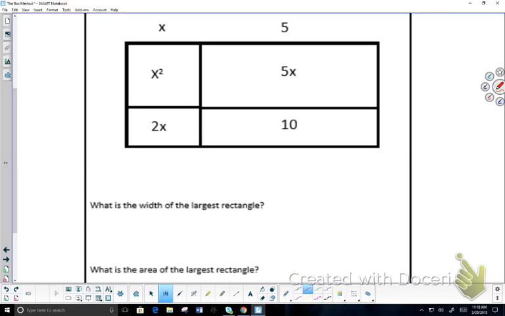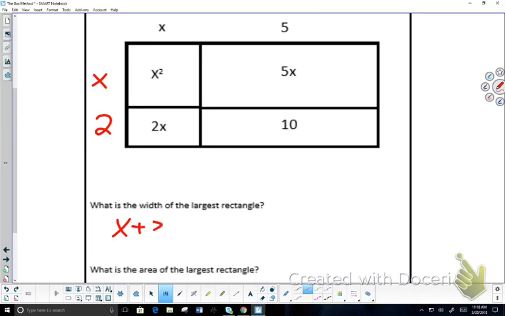Okay, let's see, Jason, tell me, how long's this side right here? X. Okay? How long's this one? 2. So what's my width that I had to find? This side. The one I had to find. Oh, x plus 2. Right.